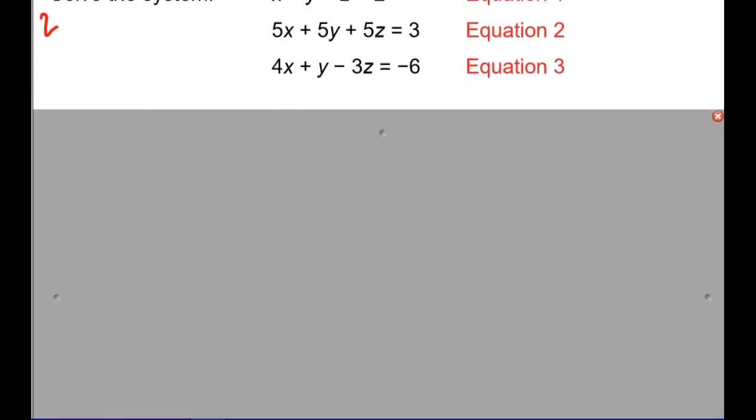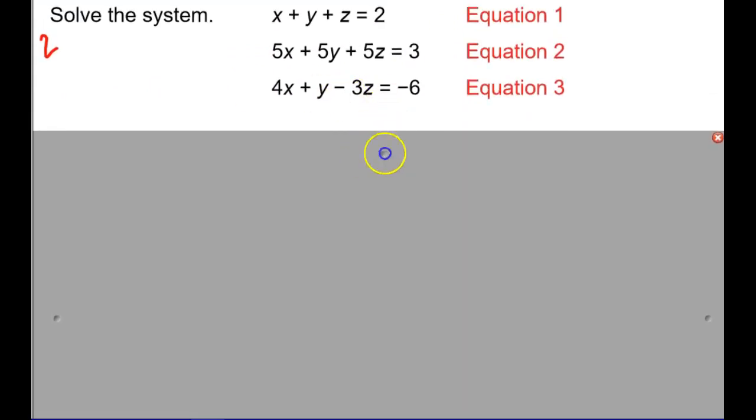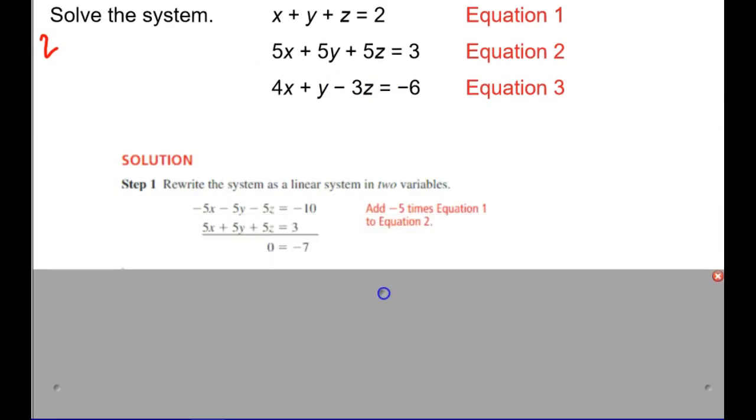So I want to follow the same steps that I just did in that last one. Okay, so my first step is I rewrite as two variables. So here I took equation 1 and equation 2, and I'm going to multiply equation 1 times a negative 5, because then I can get rid of my x's, right? So once I multiply the entire equation by negative 5, and I add the two together, I end up with 0 equals negative 7.